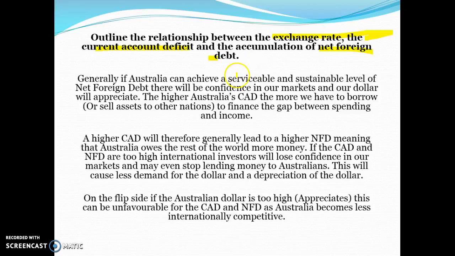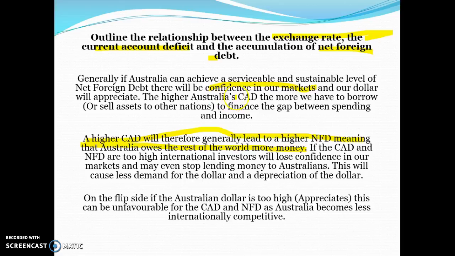Generally, if Australia is able to achieve a sustainable level of net foreign debt, there is more confidence in our markets. So as soon as our net foreign debt gets out of control, our dollar will depreciate because people won't want to invest in Australia. So the higher the CAD, the more we have to borrow or sell our assets to other nations to finance the gap between spending and income. A higher CAD will generally lead to higher net foreign debt, meaning that Australia owes the rest of the world more money.